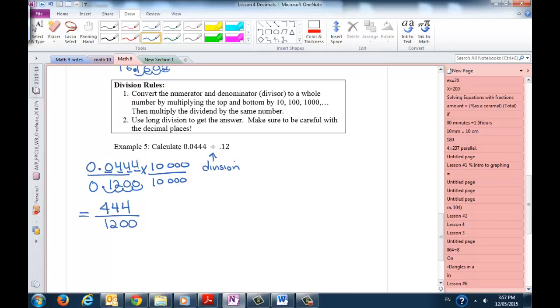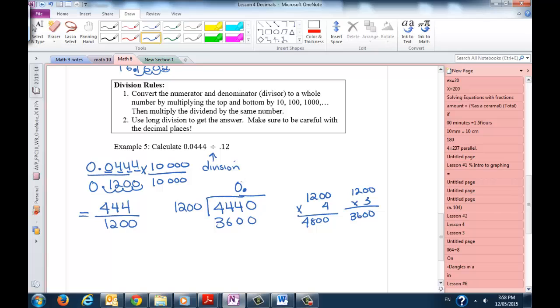And now I can simply just do long division. So this is 444 divided by 1,200. Now 1,200 does not go into 444. It goes in 0 times. And I'm going to put my decimal down and add my 0. So looking at how many times 1,200 goes into 444, I started thinking about the multiples of 12 itself. 12 times 2 is 24, 12 times 3 is 36, 12 times 4 is 48. So if I did 1,200 times 4, I would get 4,800, which is too big. 1,200 multiplied by 3 is 3,600. It's not exact, but it's the one we'll go with.